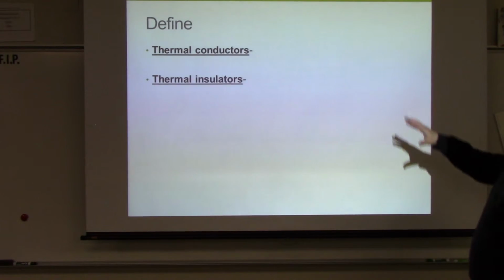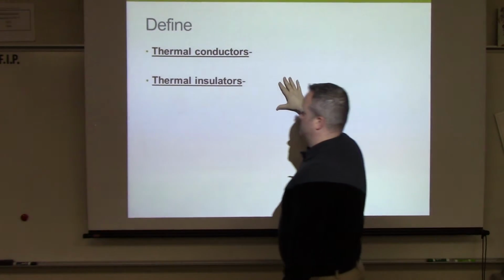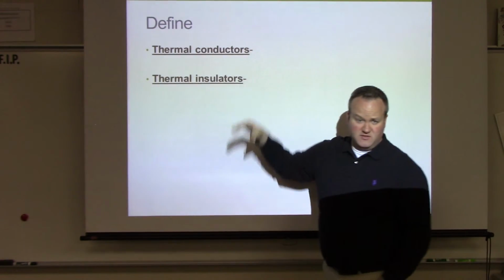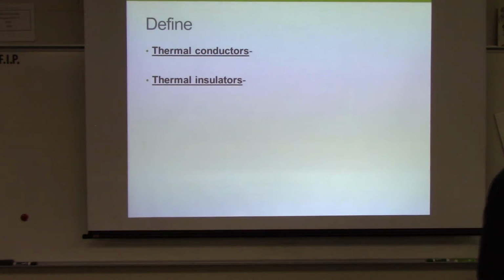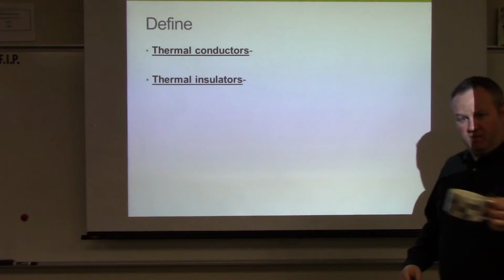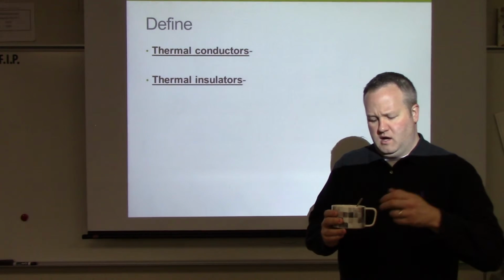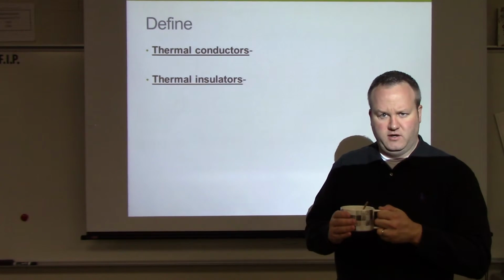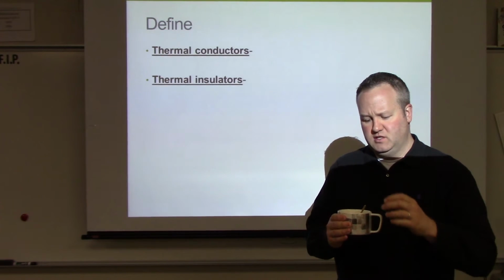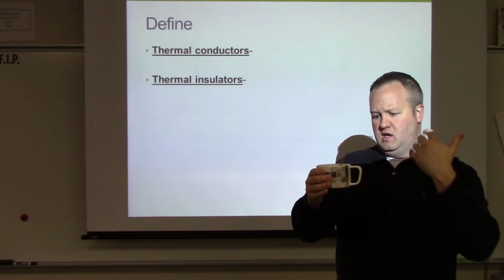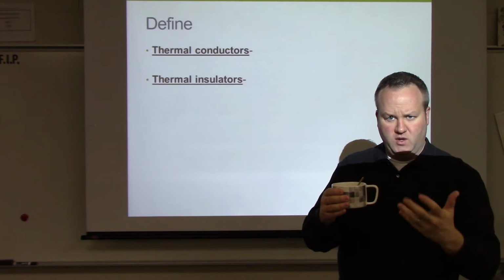So looking at conductors and insulators, I'm going to ask you to define these and give some examples. But just to show you a couple of things. The coffee cup, where I have the hot chocolate. The cup itself is an insulator, and is designed this way because you don't want to have a hot beverage that gets cold very quickly.